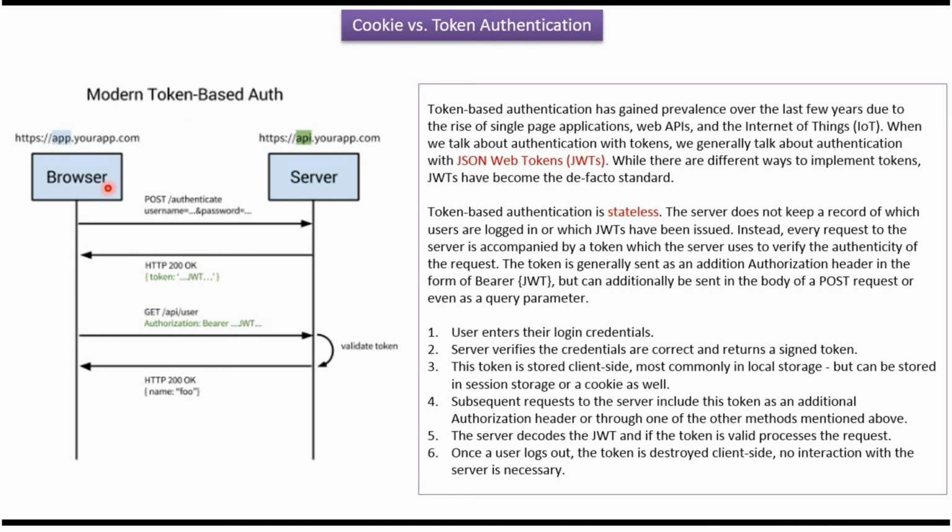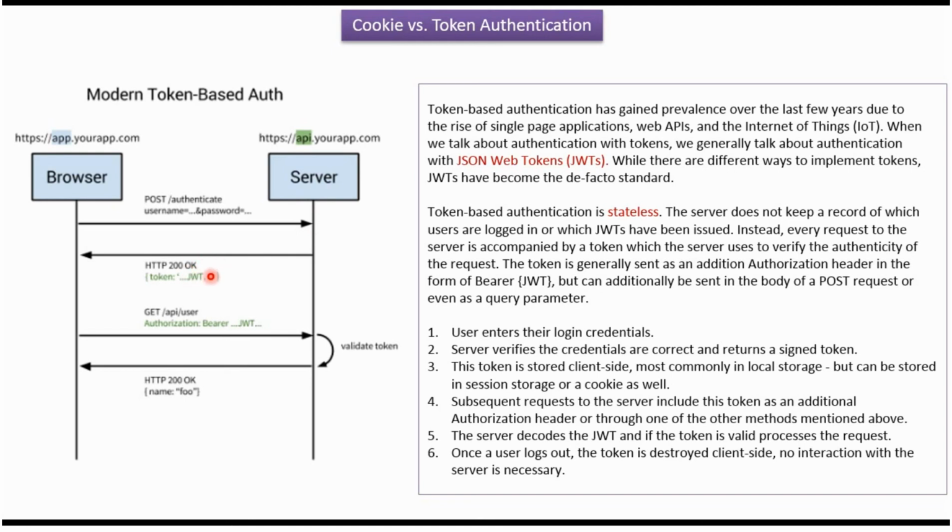Here you can see the browser, which is the client, and here you can see the server. In the client login page, the user enters username and password. Then the request goes to the server. The server receives the request and checks whether the credentials are correct. If the credentials are correct, then it creates a JWT token and sends a successful response to the client along with the JWT token.